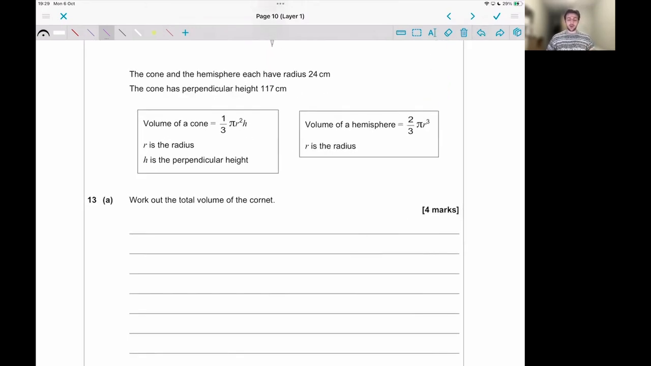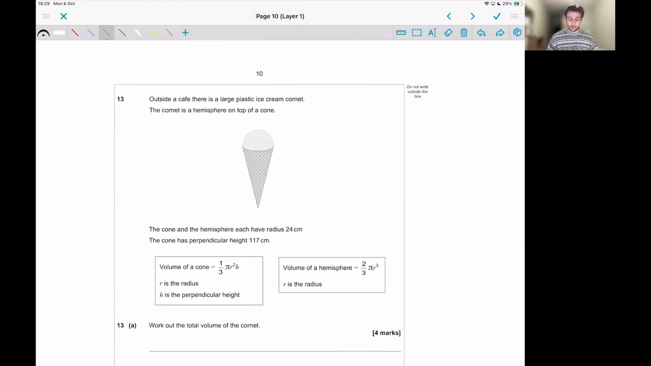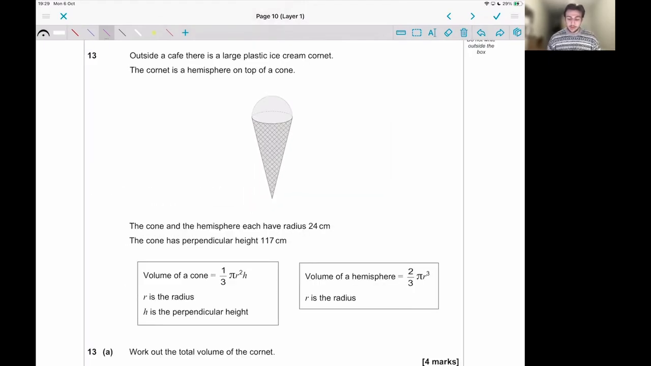So part A, work out the total volume of the cornet. That's what we need to do. Total volume. The question tells us that it's a cone plus a hemisphere, and we're told the volume of a cone formula and the volume of a hemisphere formula.